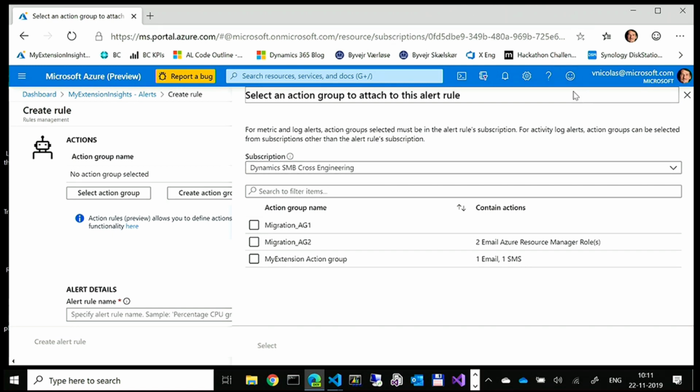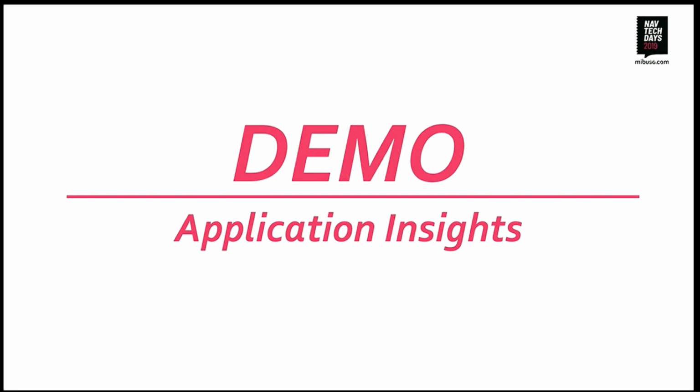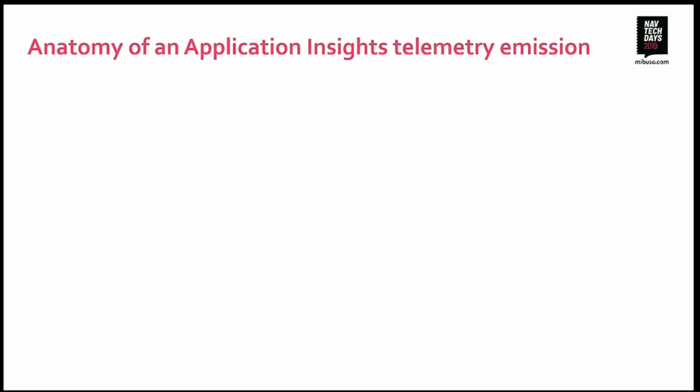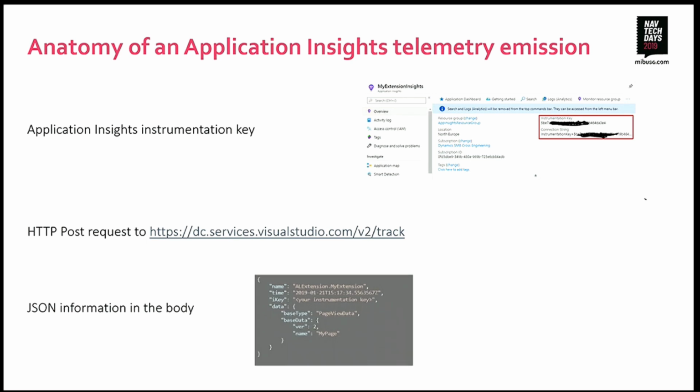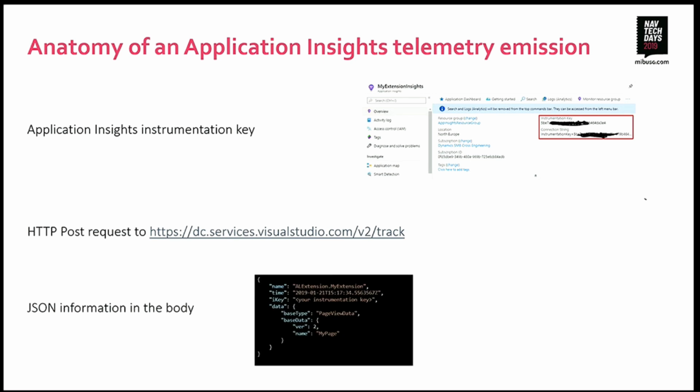So how do you do that? Let me get back to the right machine here. There we go. So let's look at how an emission to Application Insights works. Basically, you create the service in the Azure portal, and you get a key. To emit telemetry, you need to make an HTTP post to that URL with a JSON object containing the information you want to emit.